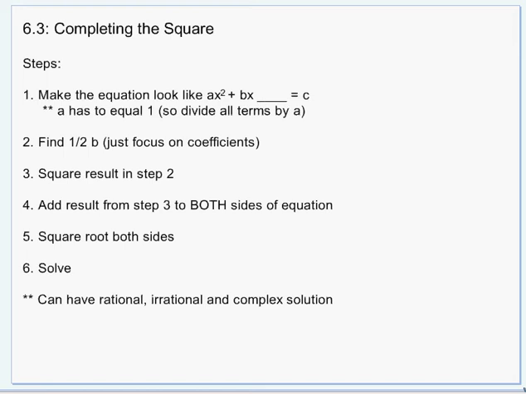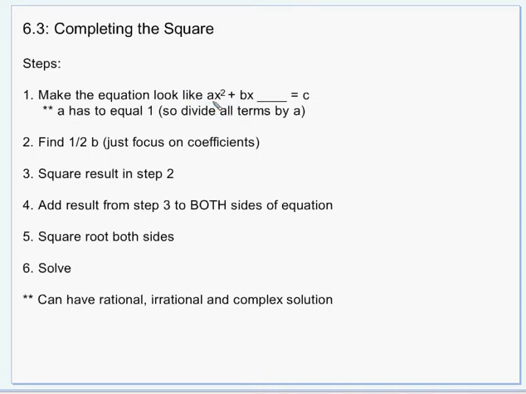Another way to solve quadratics is by completing the square. No matter what form you're given, as long as it's quadratic, there are a few steps you need to follow. First and foremost, you need to make the equation look like this: ax squared plus bx, leave a space because we will be filling it in, is going to equal c. So you want your constant on the other side, your variables on one side.